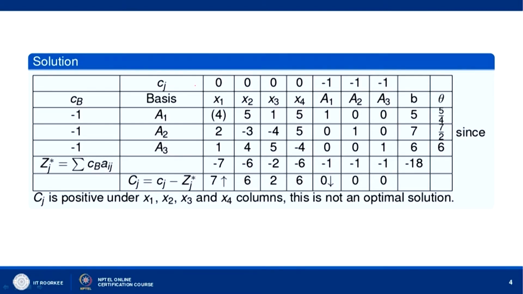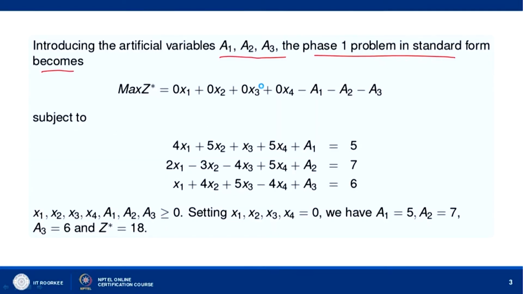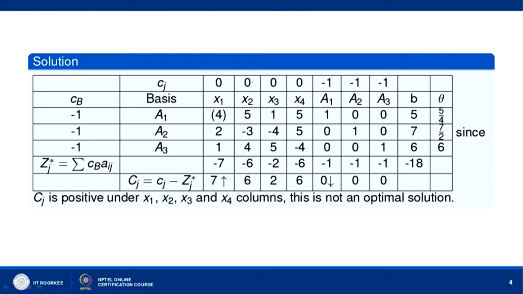So, here Cj's are the coefficients of the variables in the objective function. So, we have 0 into x1, 0 into x2, 0 into x3, 0 into x4, minus a1, minus a2, minus a3. So, we have 0, 0, 0, 0, minus 1, minus 1, minus 1, and the basis variables are a1, a2, a3, whose coefficients are minus 1, minus 1, minus 1 in the objective function, and this is the matrix 4, 5, 1, 5. They are the coefficients of x1, x2, x3, x4, and then the coefficient of a1 is 1, coefficient of a2 is 0, coefficient of a3 is 0, and b is equal to 5.